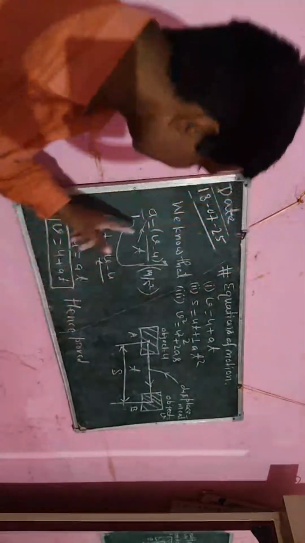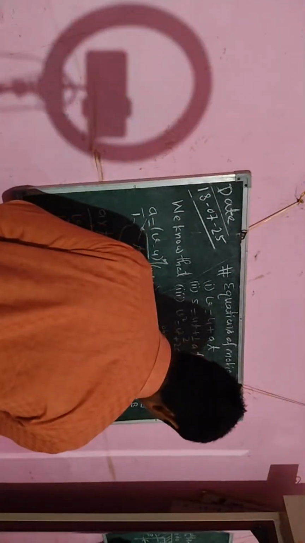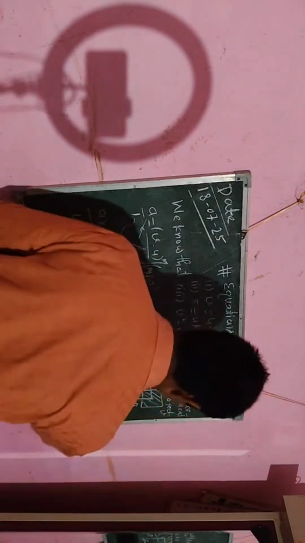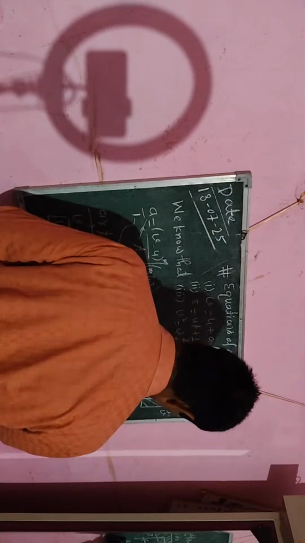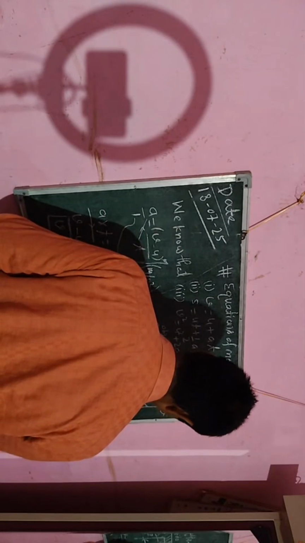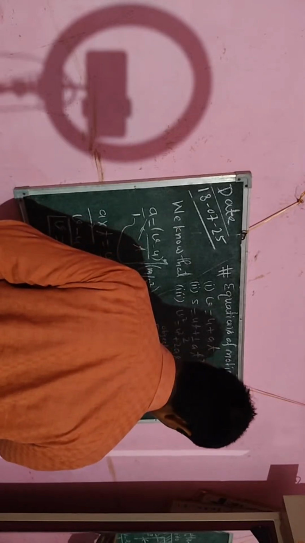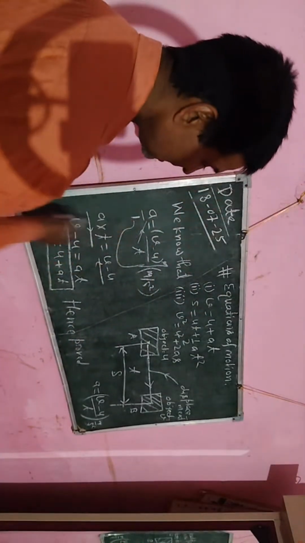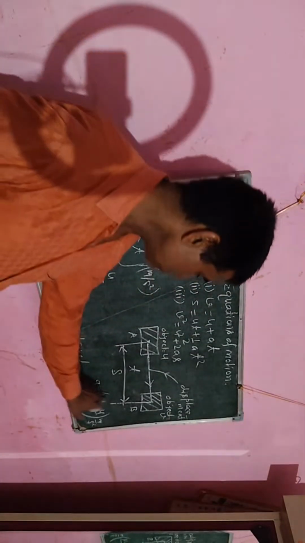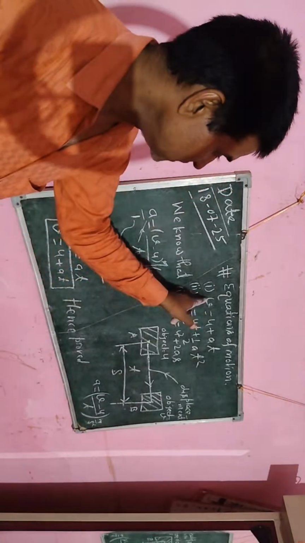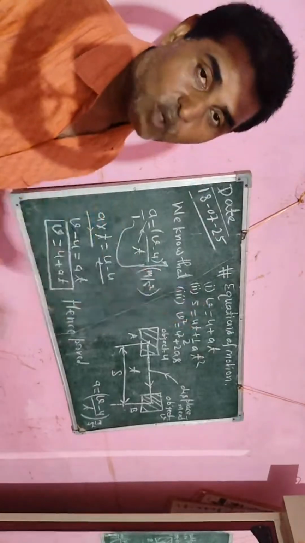Now I know the acceleration, so I will write here a is equal to (v minus u) divided by t, and its unit will be meter per second square. Using this concept, after cross multiplication and simplification, I have got the expression, and this is the first equation of motion, which I have already proved.